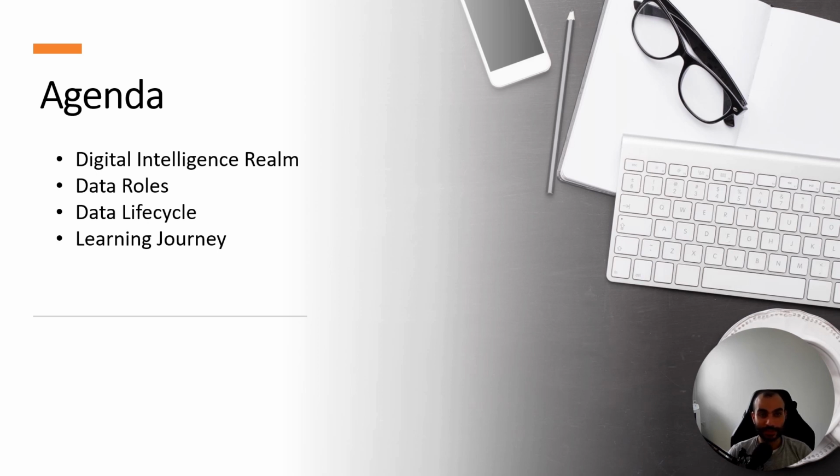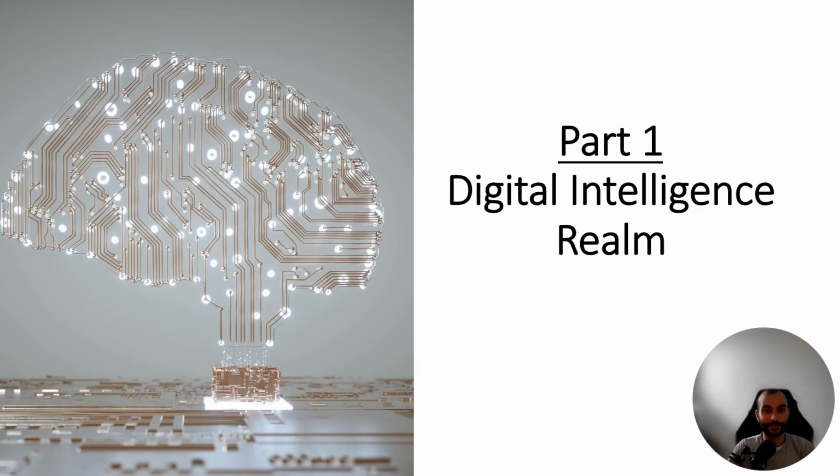The first part is going to be the digital intelligence realm. The second part is going to be dedicated to the rules in the data world. The third part is going to discuss the different steps or stages in the life cycle of the data. And the last part is going to be dedicated to the learning journey in the data world, alongside some recommendations. So, part 1, digital intelligence realm.